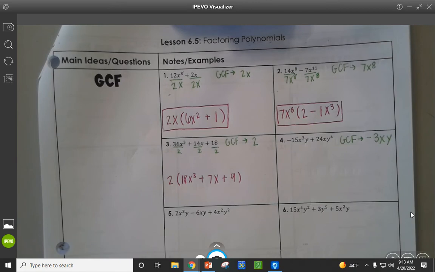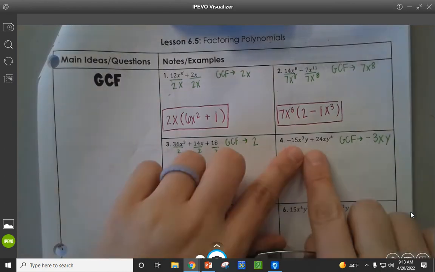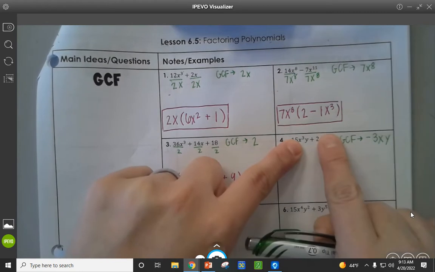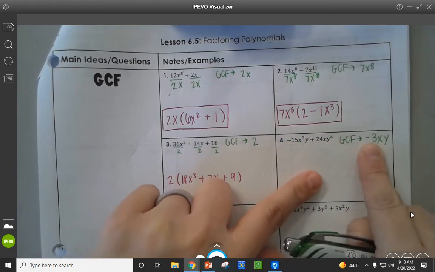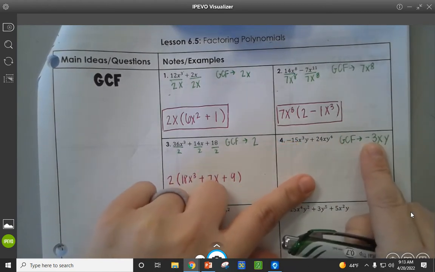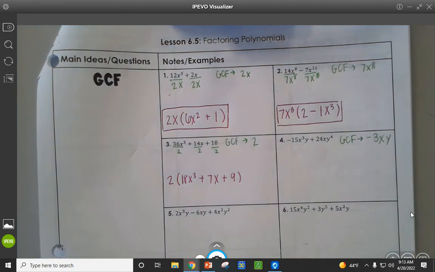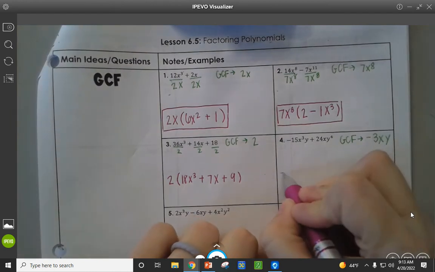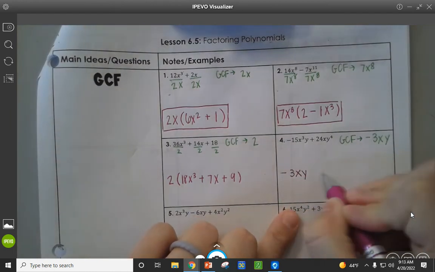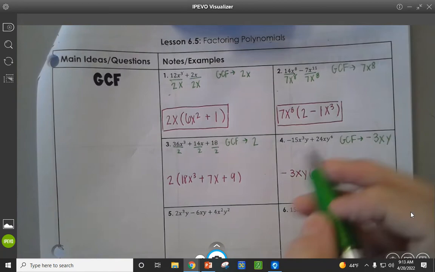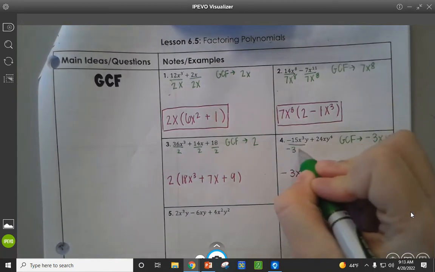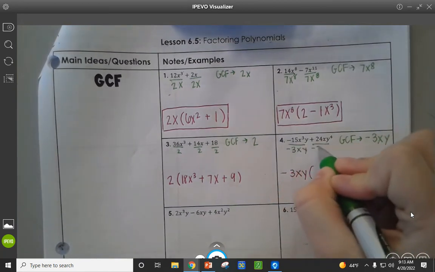So what would you do if it was written as negative 15x cubed and 24y to the fourth, like you didn't have both x's? So if we only had one x here and y here, your GCF would only be negative 3. You wouldn't divide out any variables in that case. They have to have the same variable in common. So we have negative 3xy. I'm going to divide both of these by negative 3xy.